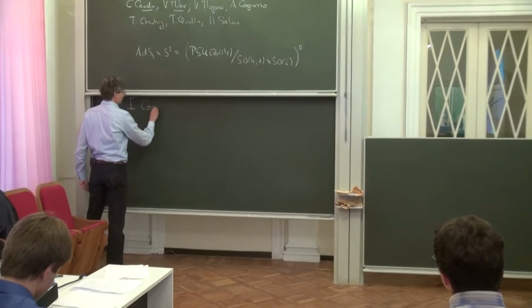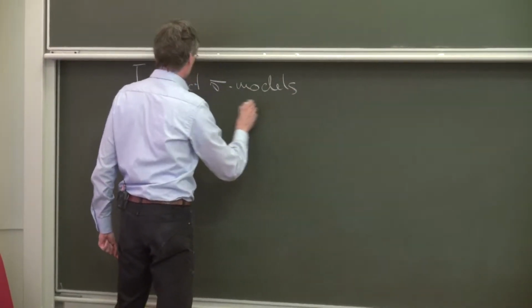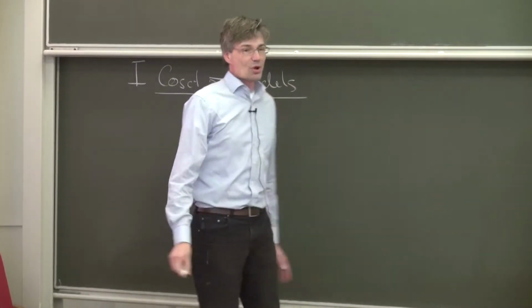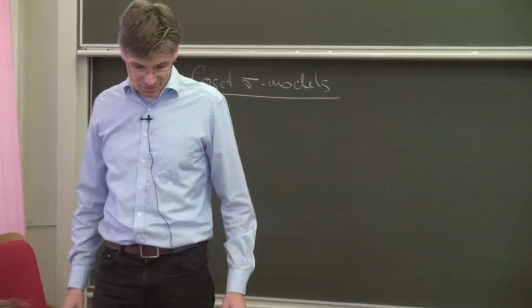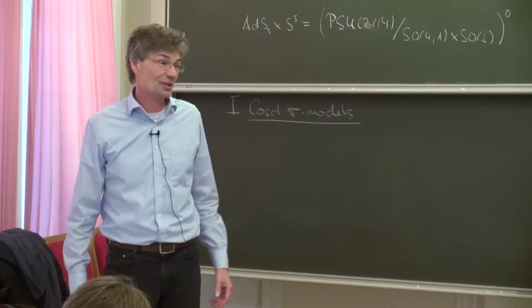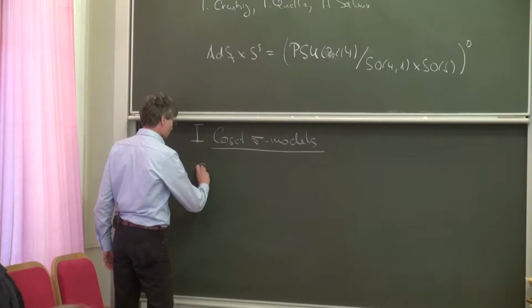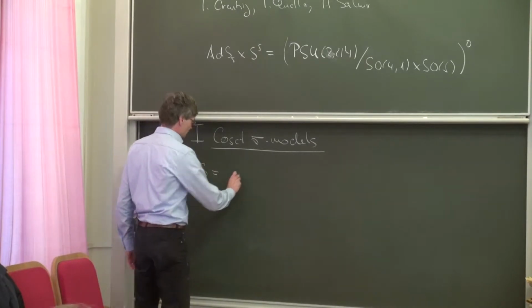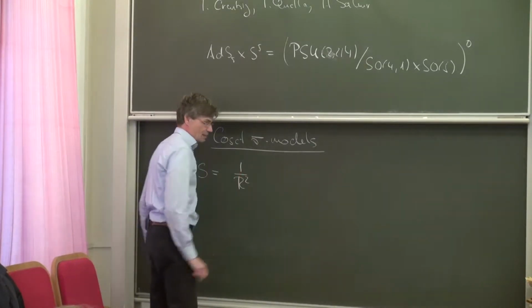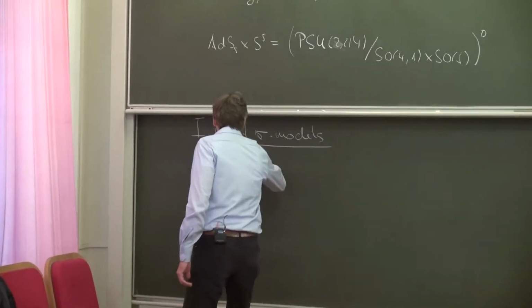So this is coset sigma models. And of course, the most famous sigma model that you know, a nonlinear sigma model, is the O(N) model, O(N) vector model, right? Everybody knows what it looks like. So if I write down the action, it has a coupling constant, which I call 1 over r squared. No, sorry, r squared, of course.